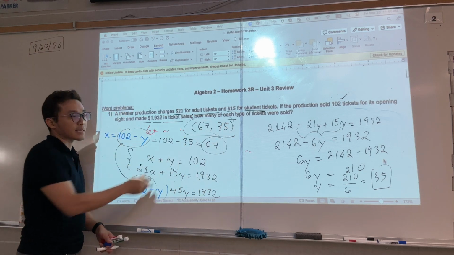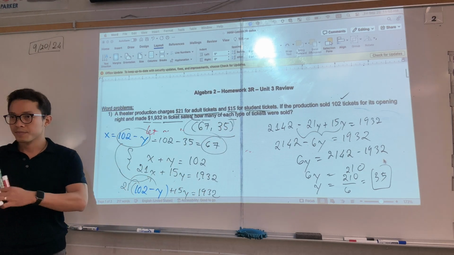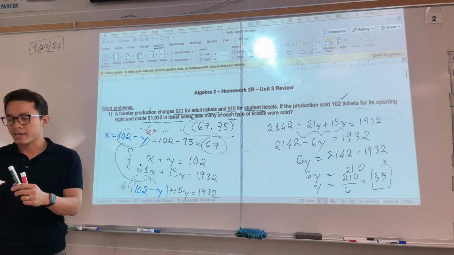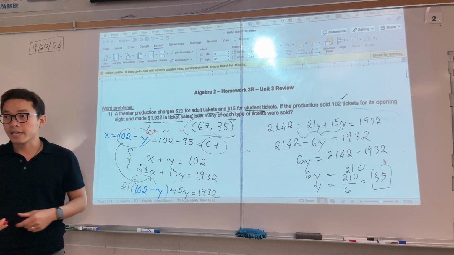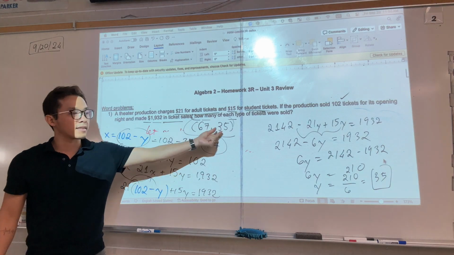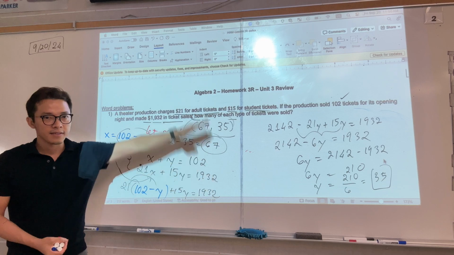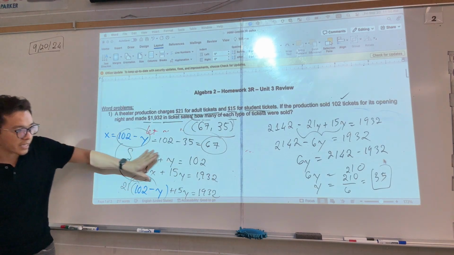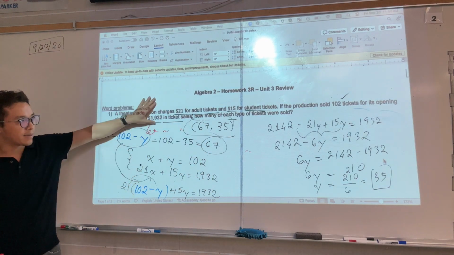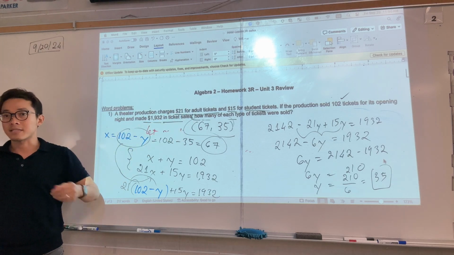That means 67 what? What did you assign x to be? Adult tickets. So you have 67 adult tickets and 35 student tickets. So this is real life. In real life, they're not going to give you a question like this to solve. They give you something like this, and then you're going to set it up.